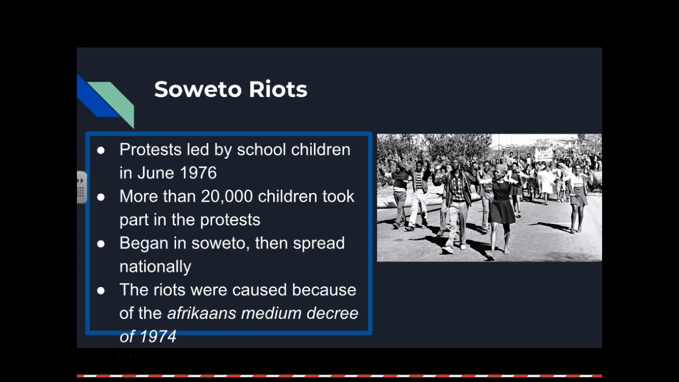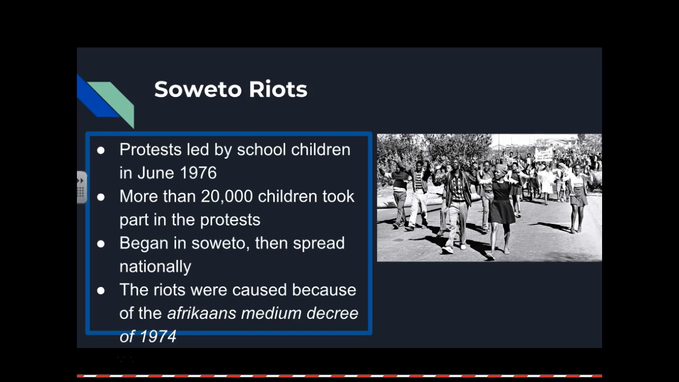This is the Soweto riots. The protest was led by school children in June 1976. More than 20,000 people took part in the protests. It began in Soweto, then spread nationally throughout the country.